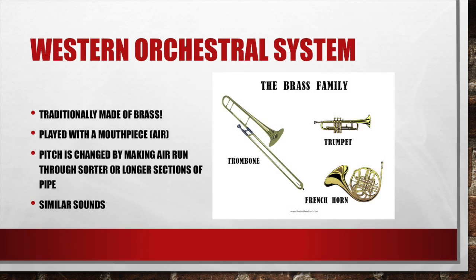Instruments in the brass family are traditionally made of brass. They are played by blowing raspberries into a mouthpiece, which therefore means they use air to produce sound. The pitch of the instrument, which means how high or low the note is, can be changed by making air move through shorter or longer sections of pipe. The longer the journey, the lower the note gets. Trombones use a manual slide to make the overall pipe longer or shorter, whereas trumpets and French horns use buttons or valves to change the length of pipe.